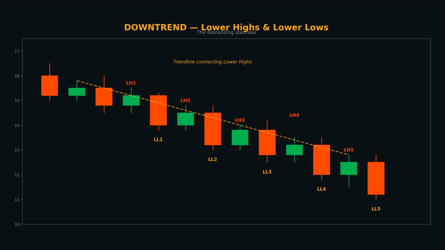It's like walking down a staircase now. Each step takes you lower. You drop, you rest briefly, then you drop again. As long as each high is lower than the previous high, and each low is lower than the previous low, the downtrend is in control.